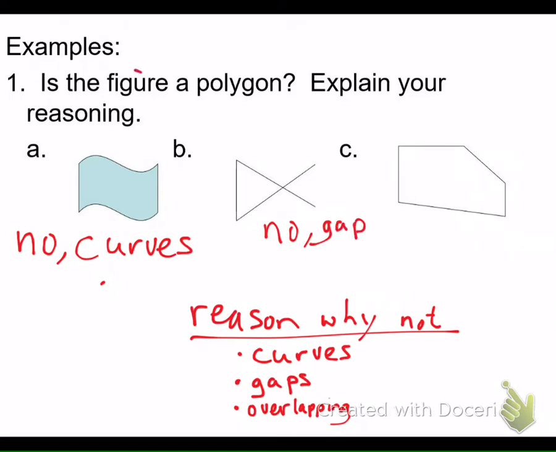All right, what about number 3? Is that a polygon? Yes. And if it's a yes, you don't really have to give a reason, okay? And remember, on number 2, saying that there's an overlap would be fine too, since these sides cross one another. So either one of these reasons would work, gap or overlap.